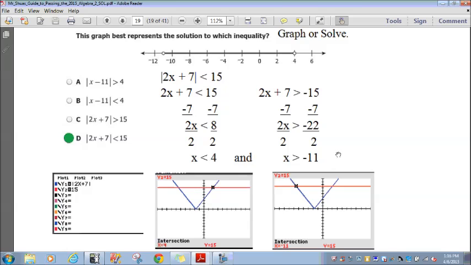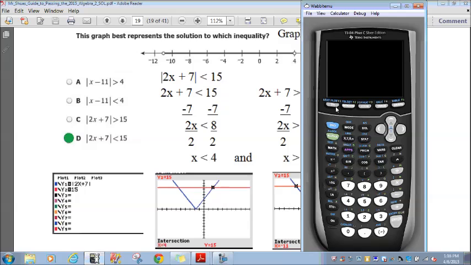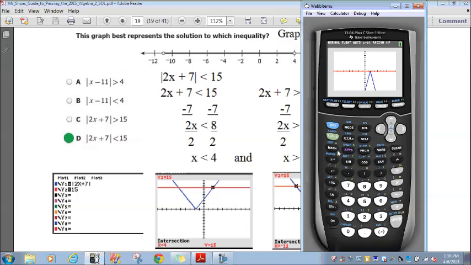Now let's punch this into our calculator and let's see what we get. Let's turn it back on. And let's clear out what I have in here previously. So what I'm going to do in y1, I go to math, num, absolute value. I'm going to place in 2x plus 7. And in y2, I'm going to place in 15.